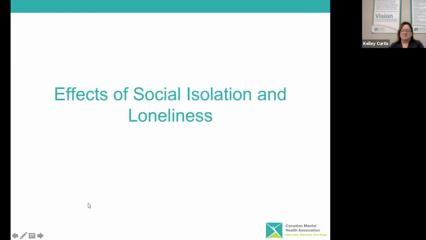So, what are some of the effects of social isolation or loneliness? When we talk about social isolation or loneliness, mental and physical health are very much interconnected. Social isolation's adverse health consequences range anywhere from sleeplessness to reduced immune function.